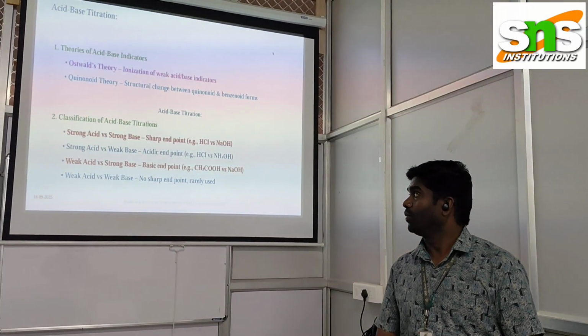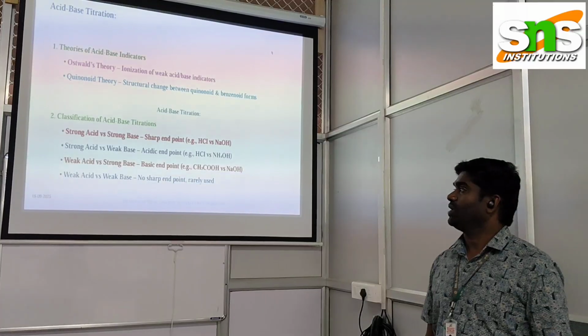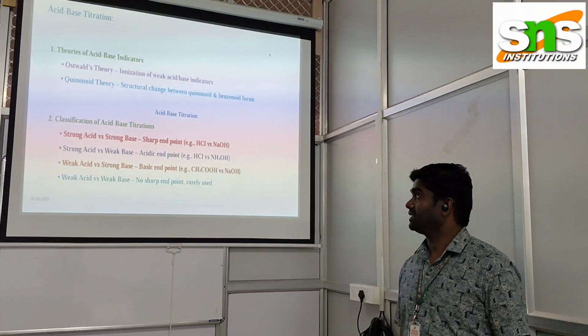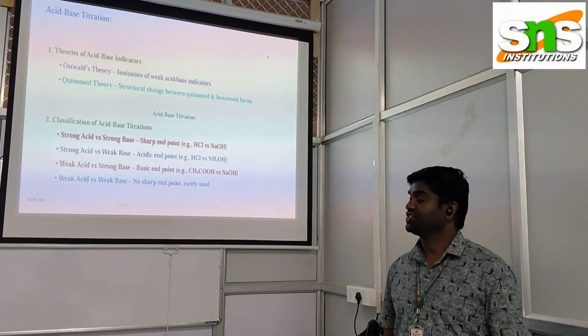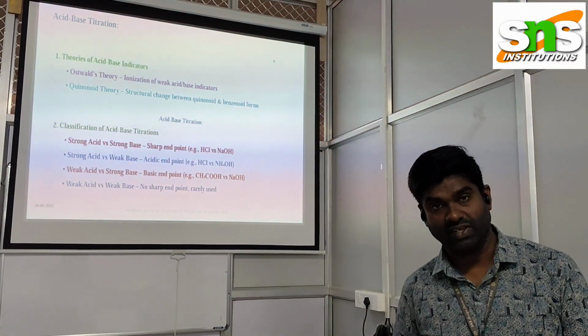So in this classification of acid-base titration, these are the major 4 types. One is strong acid versus strong base. Second category, strong acid versus weak base. The third category, weak acid versus strong base. The last one, weak acid versus weak base.